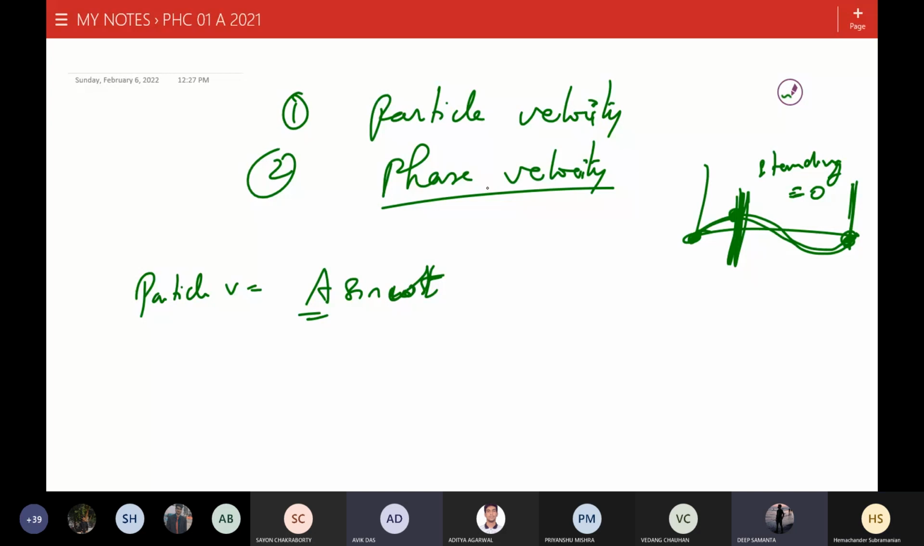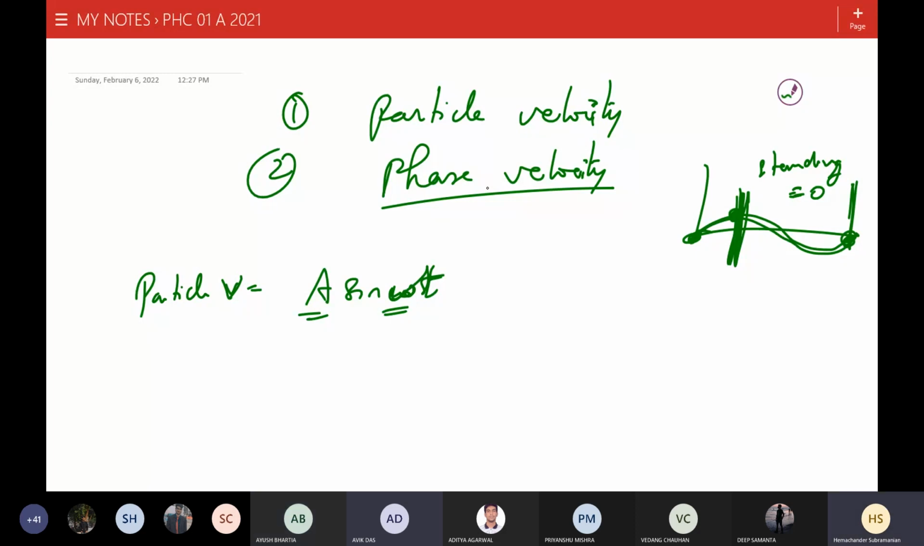Suppose y is equal to a sine omega t minus kx for some wave executing SHM. The velocity of the particle will be dy by dt, and then the slope will be dy by dx. If we divide those two equations, we will get that the particle velocity Vp is equal to minus v of the wave into slope. That was the wave velocity.